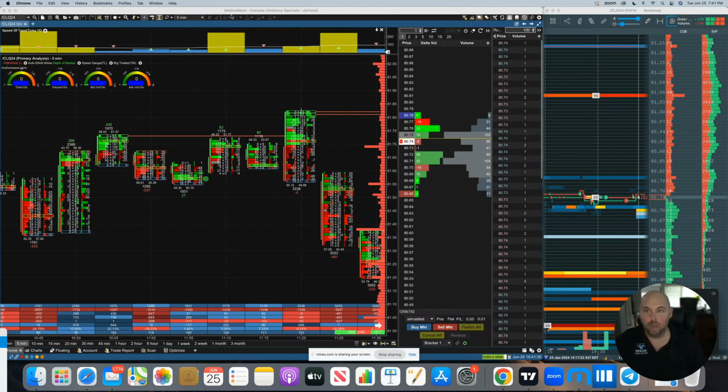This is by Motive Wave. This is my console. This is a footprint chart. This footprint chart shows me bid and ask fills at each price point, so that I can see where there's aggressive buying, where there's aggressive selling, where buyers are being trapped, where sellers are being trapped.